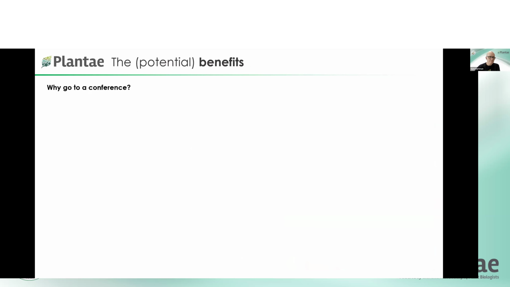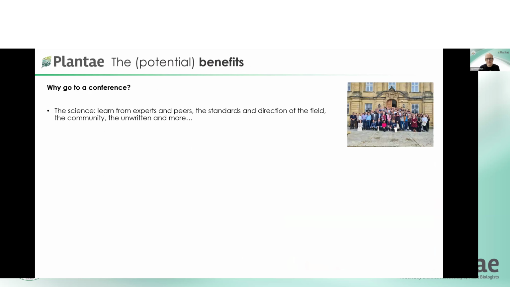But the first one, I think, is clear. It's about the science, right? So we are scientists, and we go to a conference to learn about the science. And this can have many, many aspects. It's not just to watch one specific topic or talk, but we want to learn from the experts in the field, potentially to be inspired, to see different techniques, to see the latest of what's happening, hopefully unpublished, right?